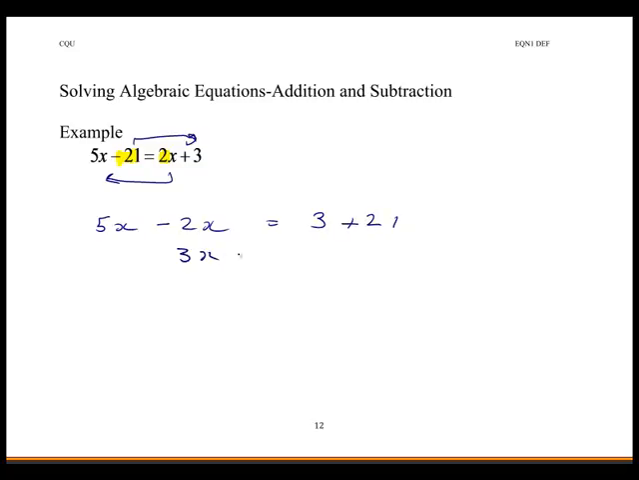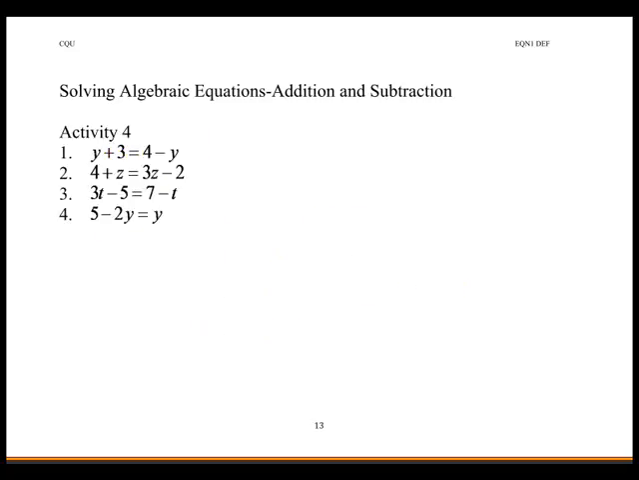Working our way through. 24. Solving. Divide by 3 here. See the mirror method in action here. There we are. Our answer's 8. So remember to do these exercises. Remember to pause.